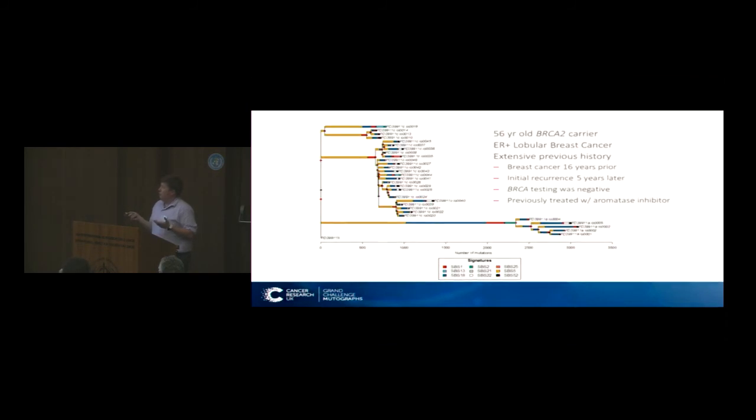And then one final patient, before I wrap up. This is a BRCA carrier that has ER-positive breast cancer. They've had it 3 times in their life. It was initially missed via BRCA screening and found at time number 3. They were previously treated with an aromatase inhibitor.